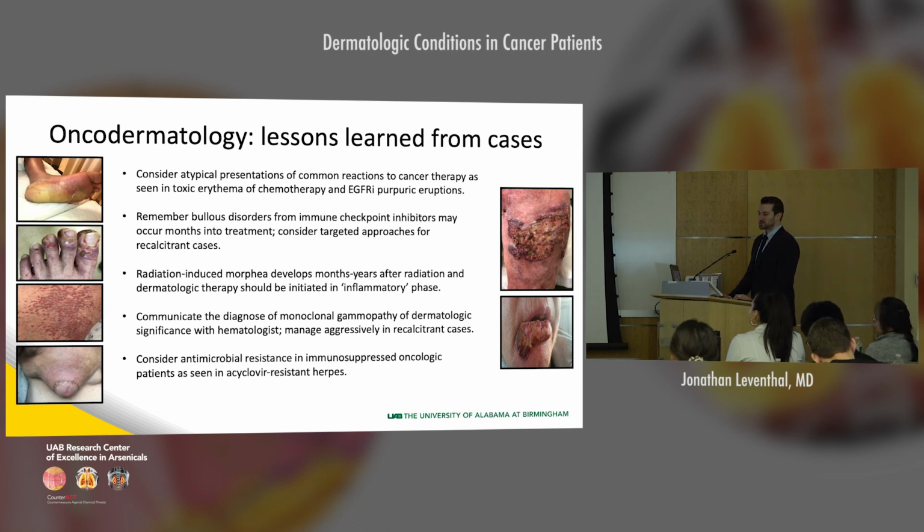Radiation-induced morphea can also happen months to years later. It's important to make that diagnosis and treat patients early on in the inflammatory phase, or else they're going to be left with increased risk of scarring and contracture, which is debilitating. Don't forget to communicate the correct diagnosis of a monoclonal gammopathy of dermatologic significance to hematologists and explain to them the indication to treat patients who have really severe disease that's resistant.